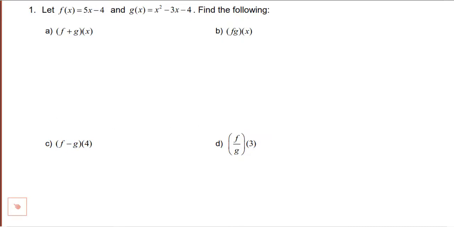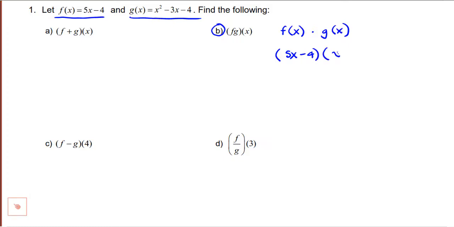I'm going to do example B. So what you do is you take the two functions above, and that means f of x times g of x. And f of x is 5x minus 4. And g of x is x squared minus 3x minus 4. And go ahead in your groups and finish that one.